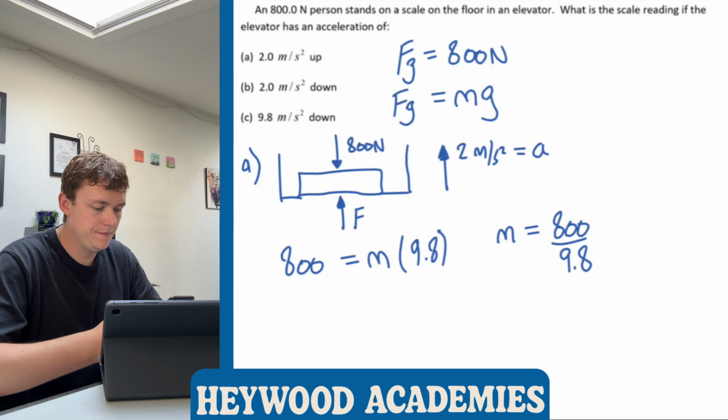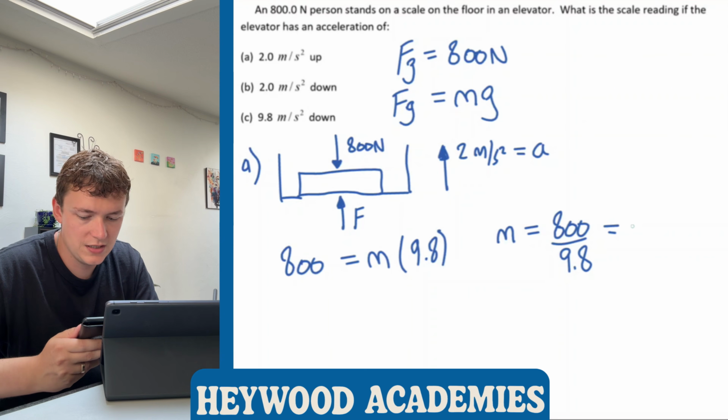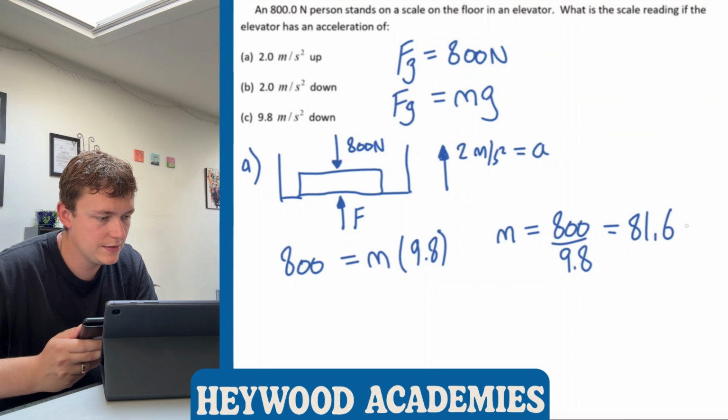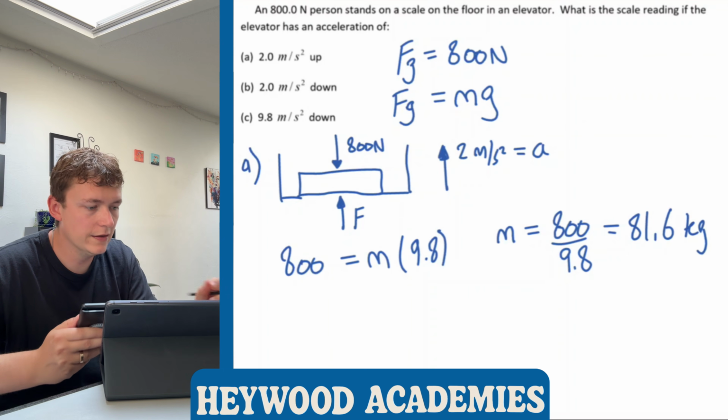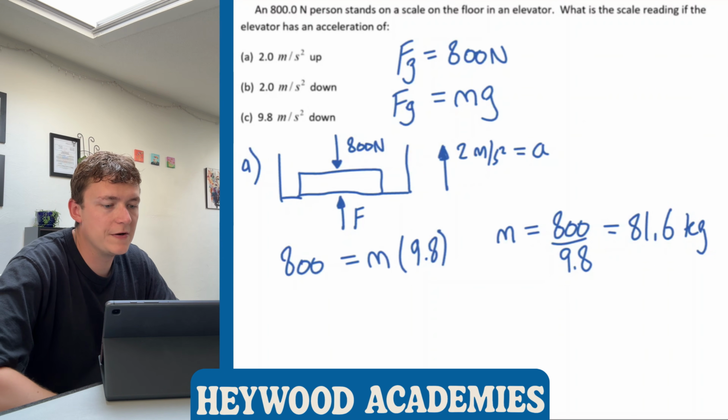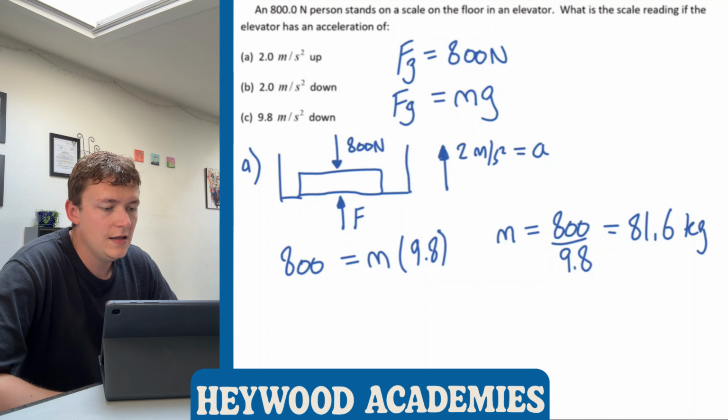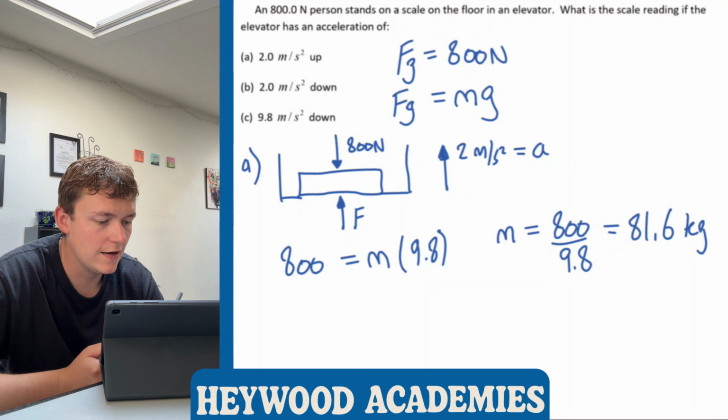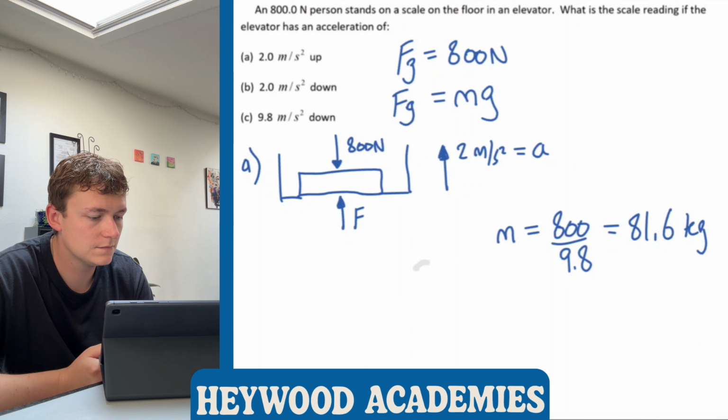We can divide both sides by 9.8 to get the mass of the person, which gives us 81.6 kilograms. So that's the mass of our person, first of all. Then let's use our Newton's second law to see how we can sort this out.